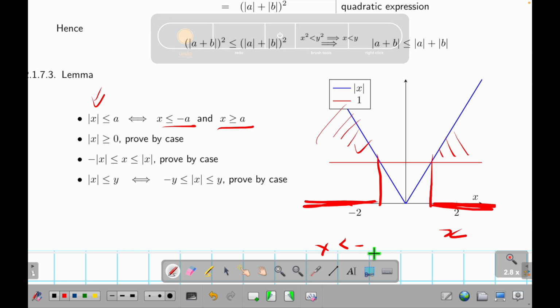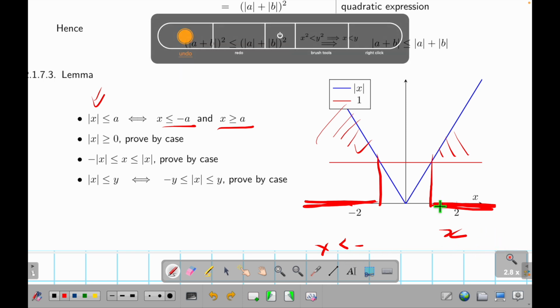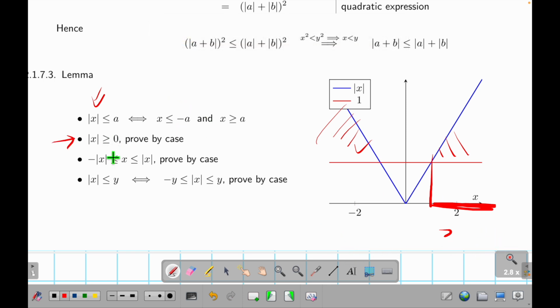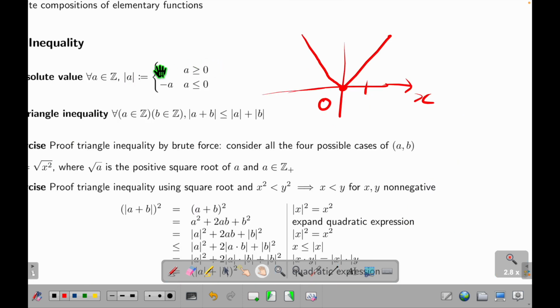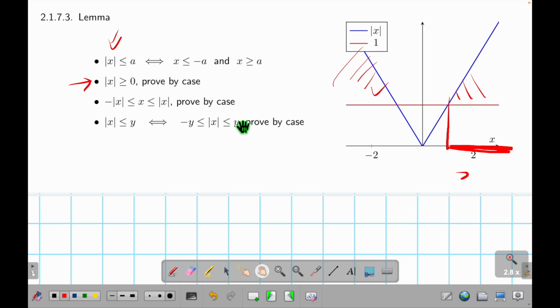So here, okay? They include here. This one, the absolute value, is always larger than or equal to 0. Why? If A is positive, then it's A. If A is negative, then you put a negative sign here. The negative and the negative sign will cancel out and you get a positive number. So that's it. And then you also have this same proof by cases.